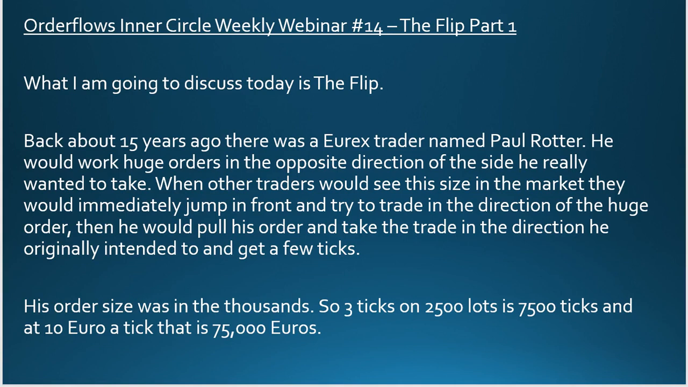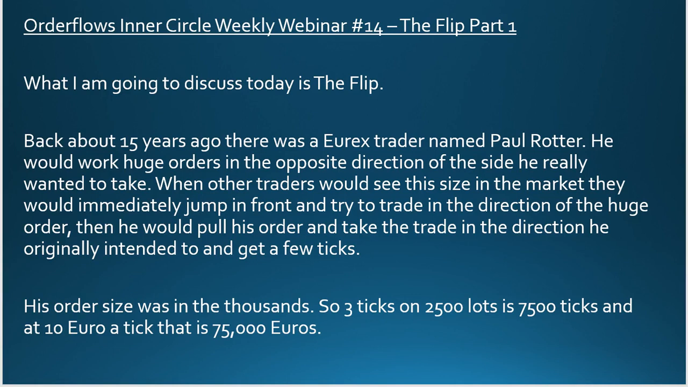Now, why is that relevant? Well, his size was in the thousands. In the times he was doing that, 15-20 years ago, his daily volumes were massive. There were 150,000 lot days, 200,000 lot days. He could be as much as 10% of the daily volume in the market. So when you think he's just trying to get a few ticks, yes, but 3 ticks on 2,500 lots is 7,500 ticks, right? At 10 euros a tick, that's 75,000 euros.